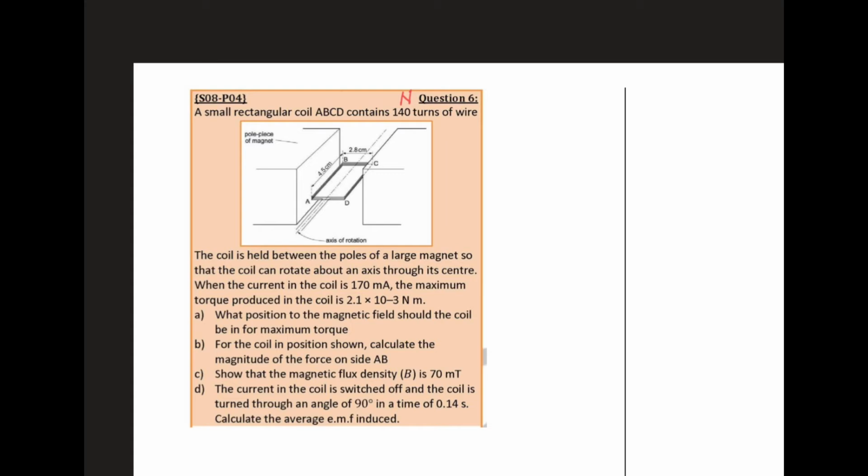Okay. The maximum torque. Torque we learn in AS physics. Torque is force multiplied by the perpendicular distance. Produced in the coil is 2.1 times 10 to the power negative 3 Newton meter. So that gives us the maximum torque. Okay, so you have to know when is the maximum torque. So that's why they are testing you now. So A, they test you on this.